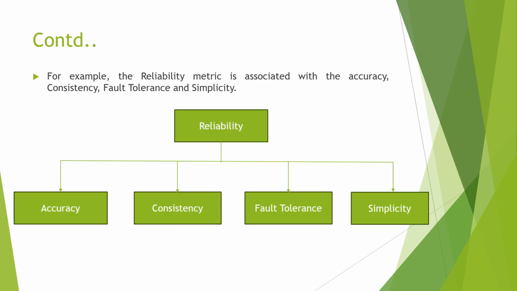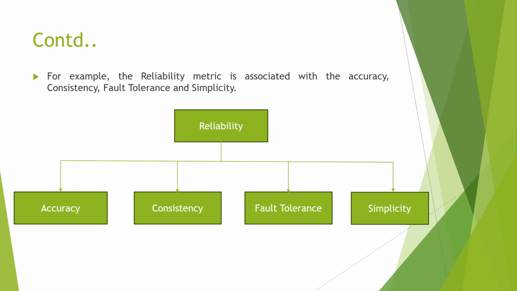So this is like a hierarchical model of the software quality. Majorly, for example, here reliability is one of the software quality metrics used to measure the quality. The reliability metrics will have some kind of metrics associated with it. For example, reliability can be measured by means of accuracy of the product, consistency of the product, fault tolerance of the product, and simplicity of the product.